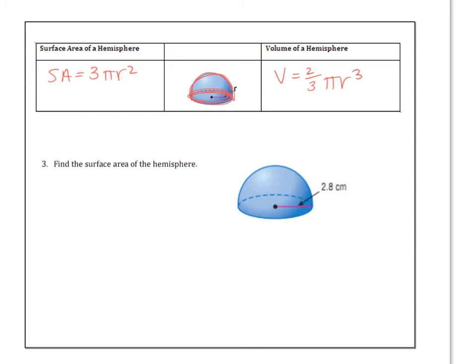All right, number 3, find the surface area of this hemisphere. Again, if you know the formula, it's 3 pi r squared for surface area, and it looks like our r is 2.8. So surface area equals 3 times pi times 2.8 squared. Just easily type that into your calculator, and you get 73.9 centimeters squared.